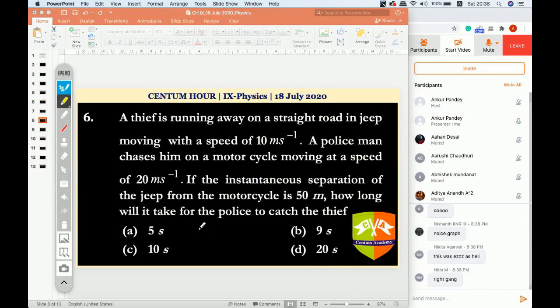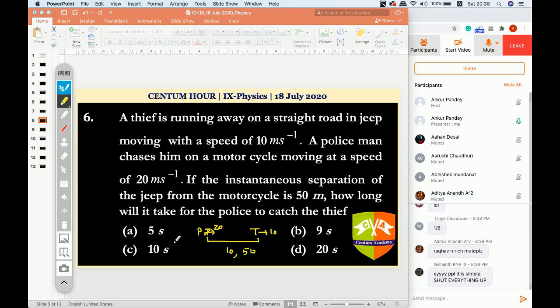The policeman, the thief. The thief is going at a speed of 10. The policeman is going with a speed of 20. The difference between their speeds, which is their resultant speed, is 10. The distance between them is 50, so it will take 5 seconds to catch the thief. Got it?